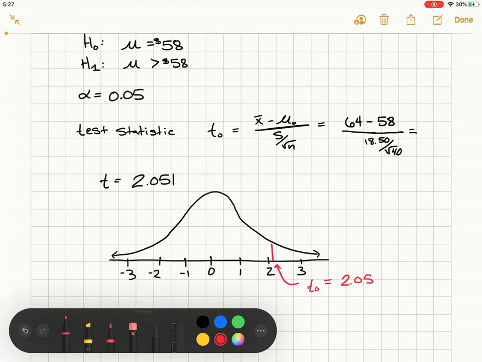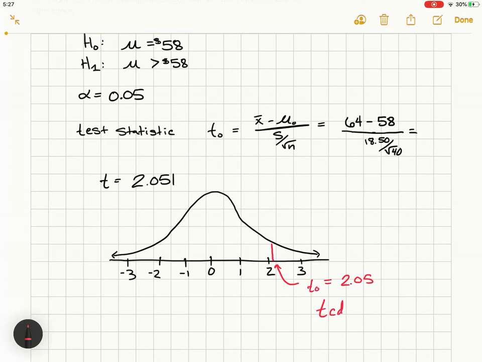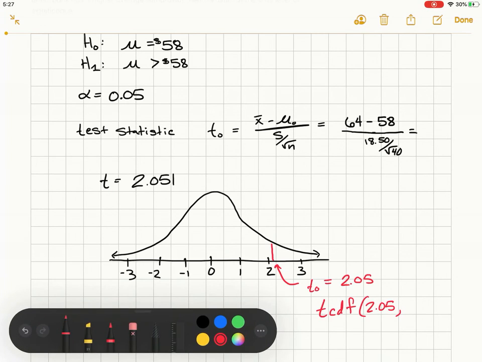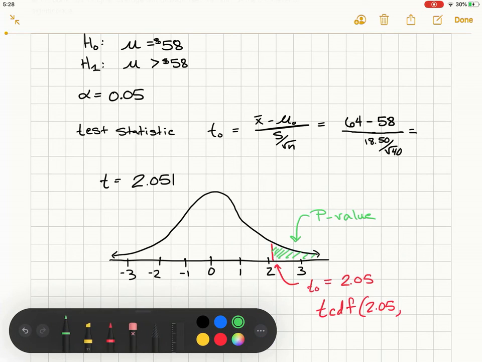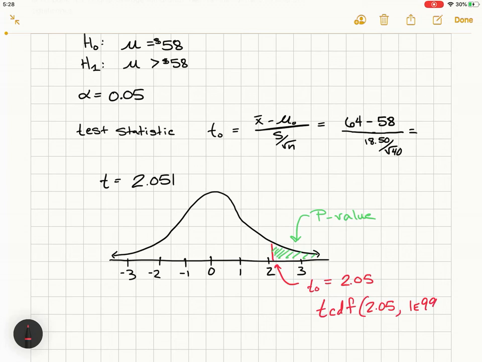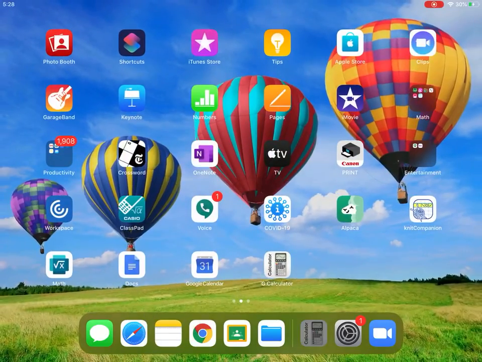So instead of normal CDF, I'm going to do something called the T-CDF, 2.05. From that point on will be my p-value. And so this will be 1E99. The mean is 0, the standard deviation 1, but the degrees of freedom is 39. So let's keep that in mind.